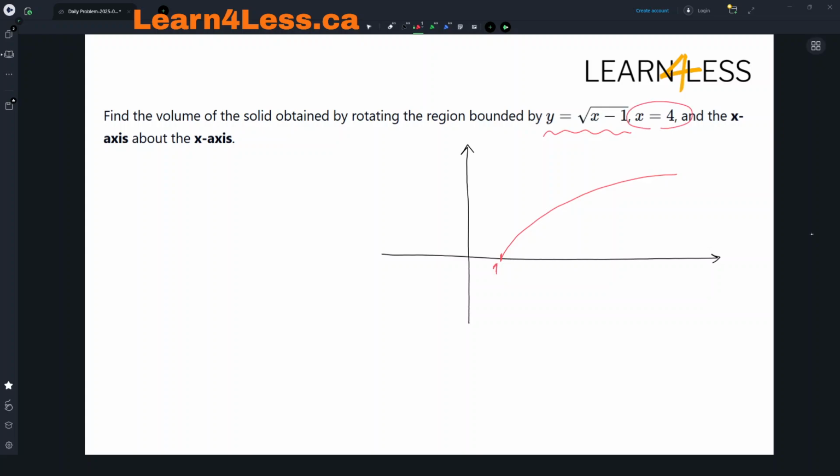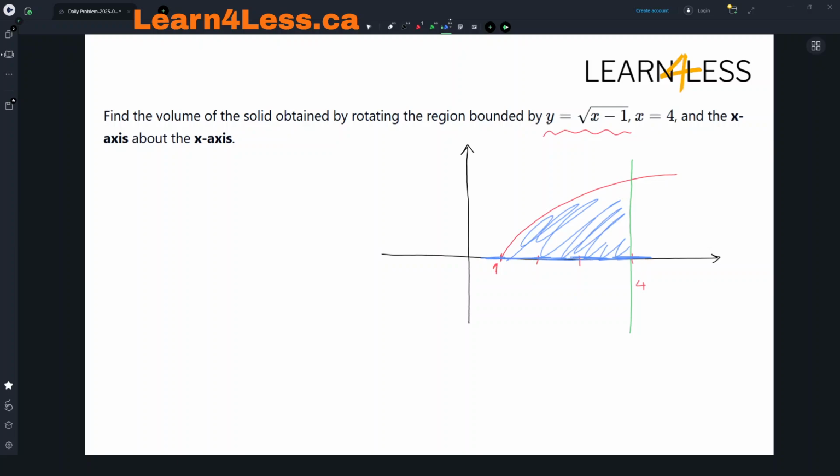And the other one is x equals 4. So this is 1, let's go 2, 3, and 4 here. So x equals 4 is just one vertical line. And the other one is the x-axis itself, which is here. So the region which is bounded by these three would be this region.